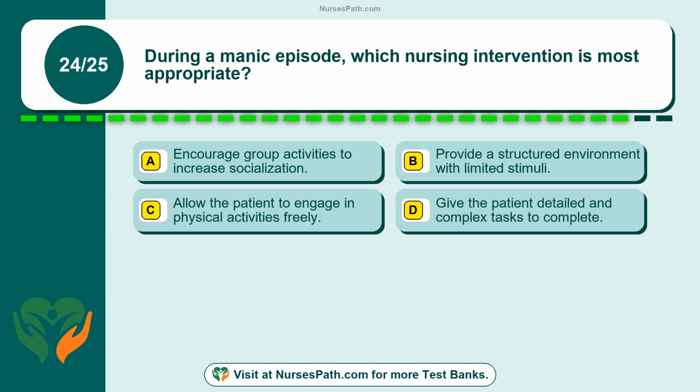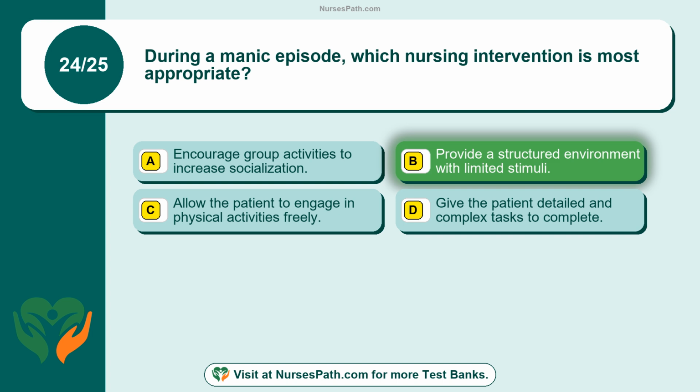Question 24. During a manic episode, which nursing intervention is most appropriate? Option A. Encourage group activities to increase socialization. Option B. Provide a structured environment with limited stimuli. Option C. Allow the patient to engage in physical activities freely. Option D. Give the patient detailed and complex tasks to complete.